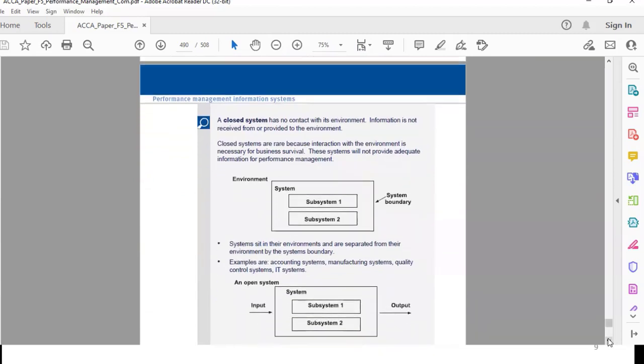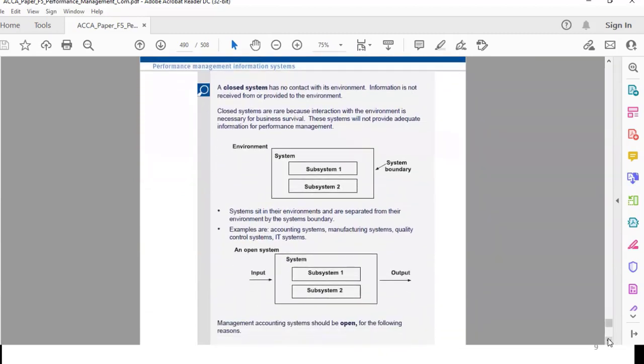Regarding the closed system, there is a certain boundary in which the system is created. There are subsystems and non-subsystems.